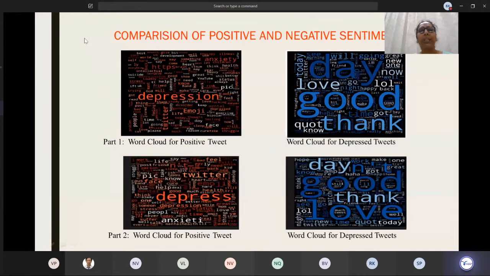This shows the comparison of the positive and negative sentiments for both part 1 and part 2 of the model. Two different word clouds are made. One is from positive tweets and the other is from negative tweets. The positive tweets are shown in red and the negative tweets are shown in blue.